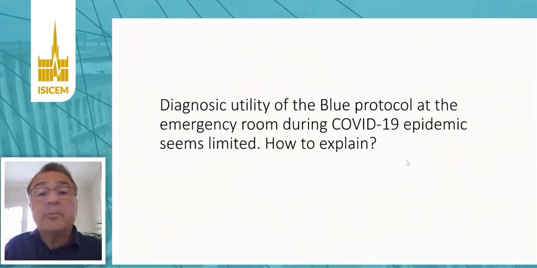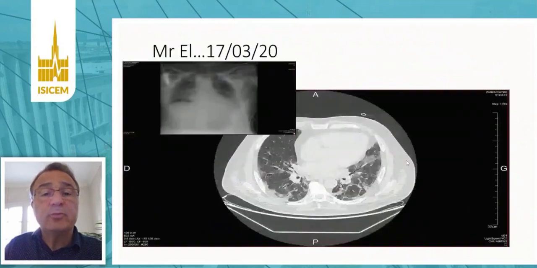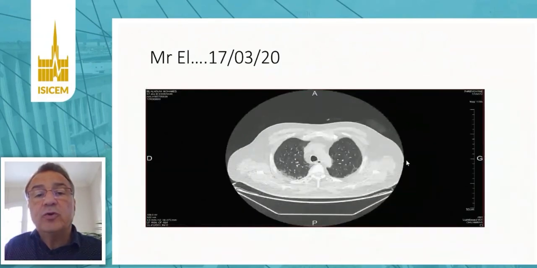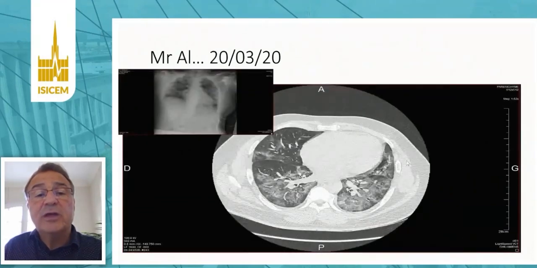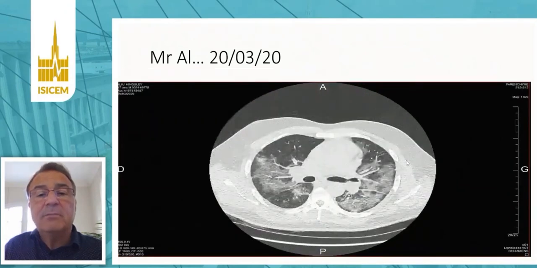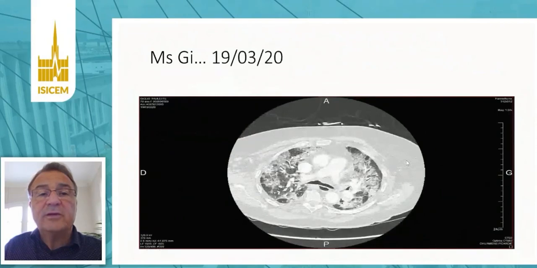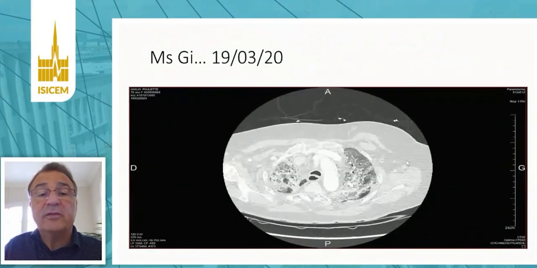And so, how to explain that we got such low accuracy of this Blue Protocol? For that, I would like to show you some CT scans of patients with pneumonia due to coronavirus infection. You see that most of the time the lesions are very severe, bilateral. And you see here, for example, a very severe patient on the CT scan.